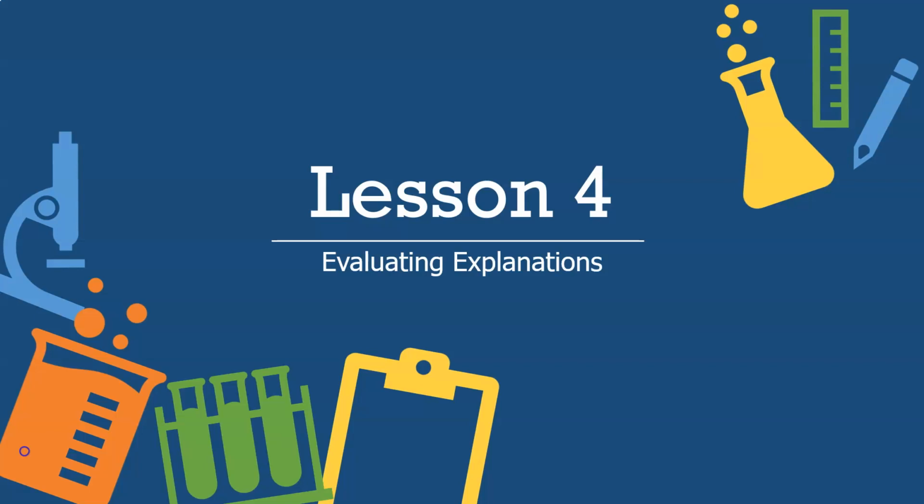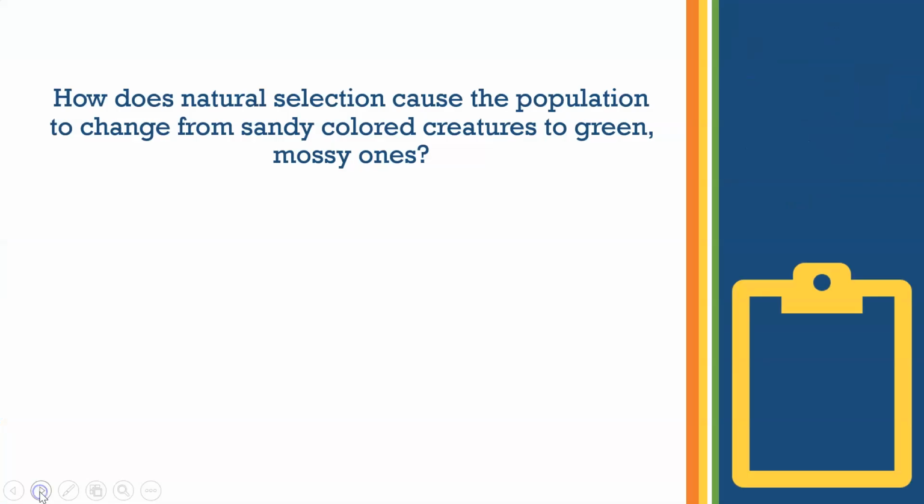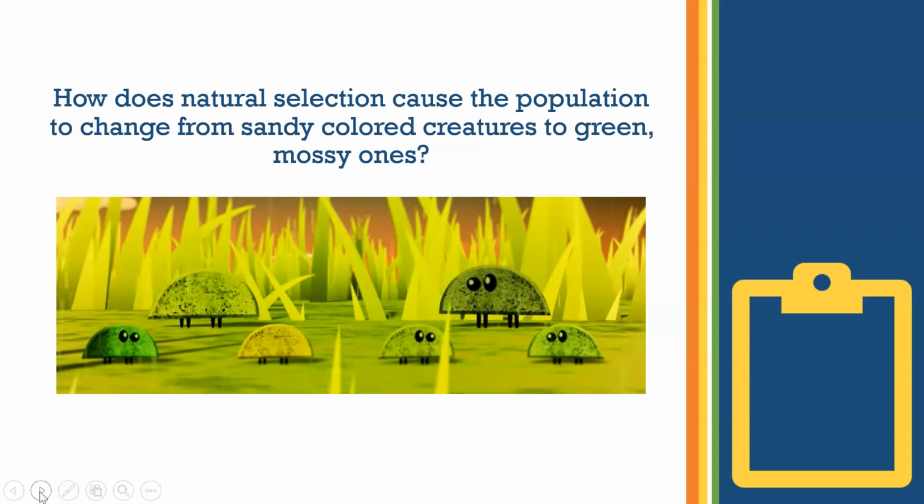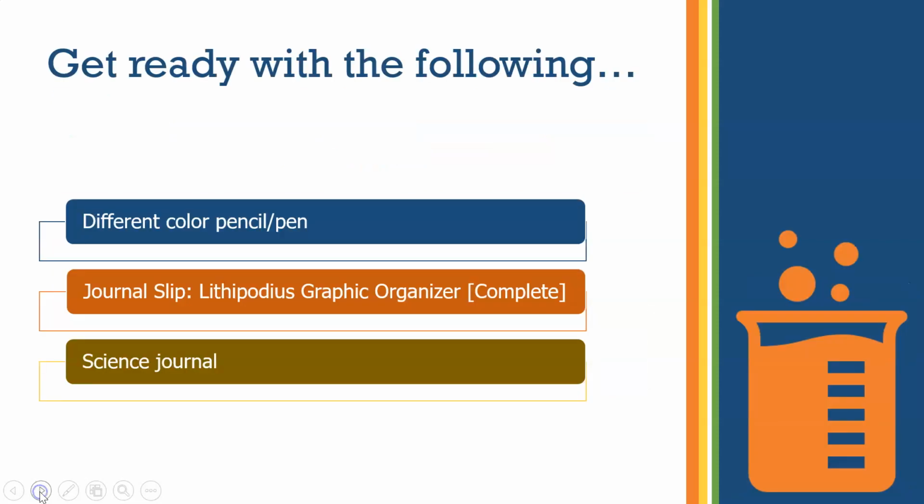Wow, Lesson 4 already? Time sure is going by fast, but I can see from all of your submissions that you're working hard at home. In the previous lesson, you were asked to think about how natural selection could work to change the Lithopodius population from sandy-colored rocks to green mossy ones. In a moment, I'm going to show you an example of an explanation so that you can compare what you wrote to this example. Therefore, you need a pencil, your completed journal slip, and your science journal.